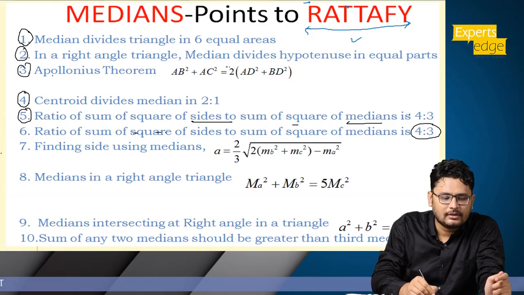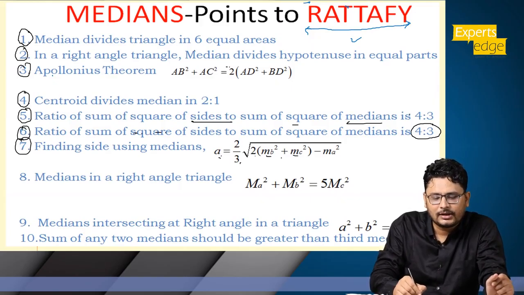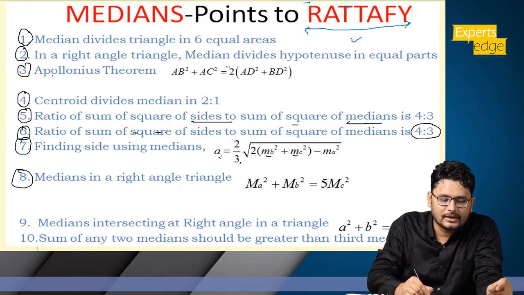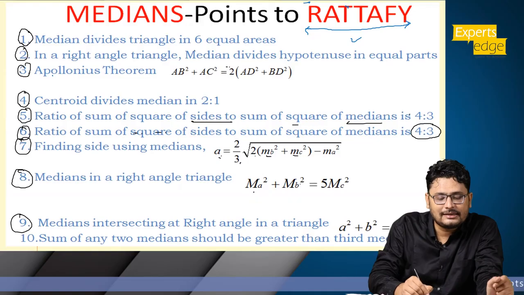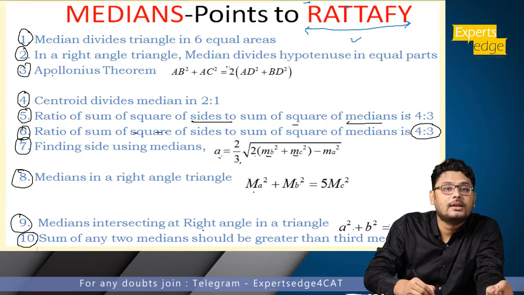Okay, then if I want to find the side, what is the side using the medians? So क्या था ये A, 2/3 of root of 2 MB square plus 2 MC square minus MA square, जो A निकालना है उसके जो median drop होगा उसको subtract करोगे. Then, median in right angle triangle, MA square plus MB square equals 5 MC square. Ninth was medians intersecting at right angle, that is A square plus B square equal to 5C square. And last, remember this, like the sides, sum of any two medians has to be greater than the third median.